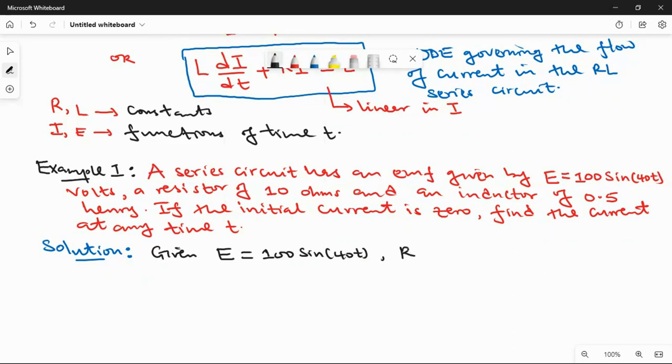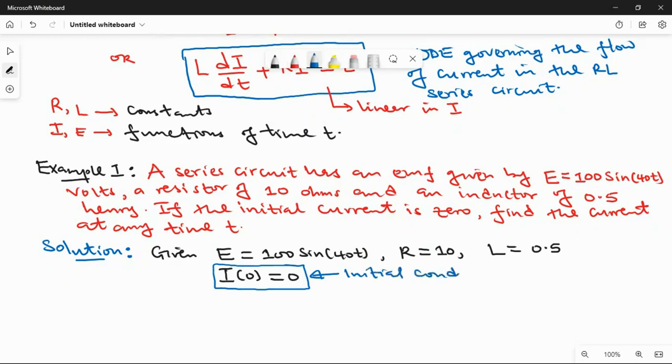We are given the resistance to be equal to 10, and the inductance is equal to 0.5. Also, we are told that the initial current, when time is 0, the current is 0. That's an initial condition that you need to apply. We will apply that to get the arbitrary constants.